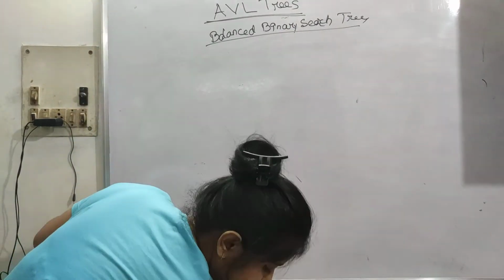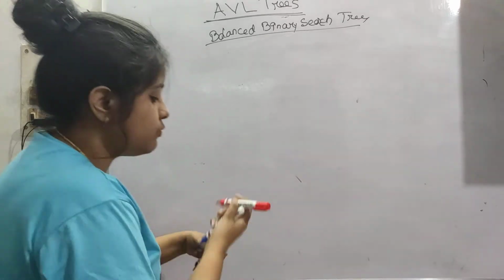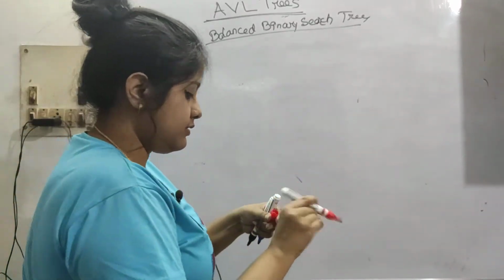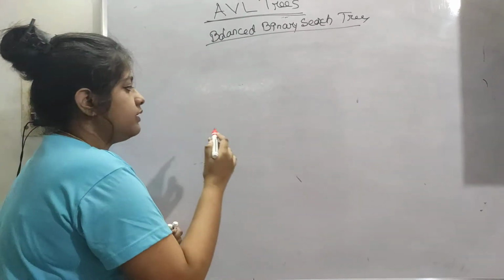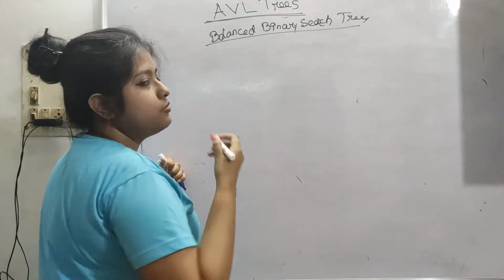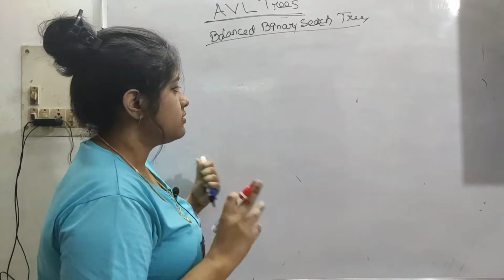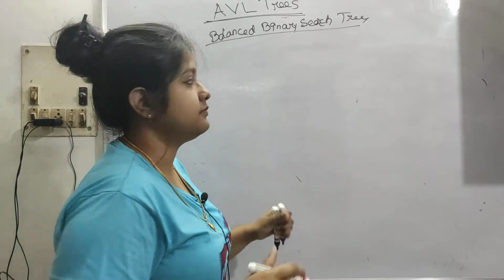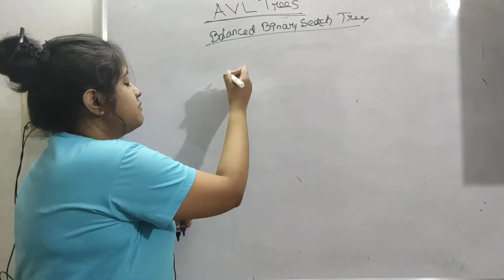Now, if a tree is like this, how is an AVL tree created? I will tell you that first, and then I will tell you the rules. Not rules, you don't have to remember anything. This is computer science. Some things, obviously, are formulas.